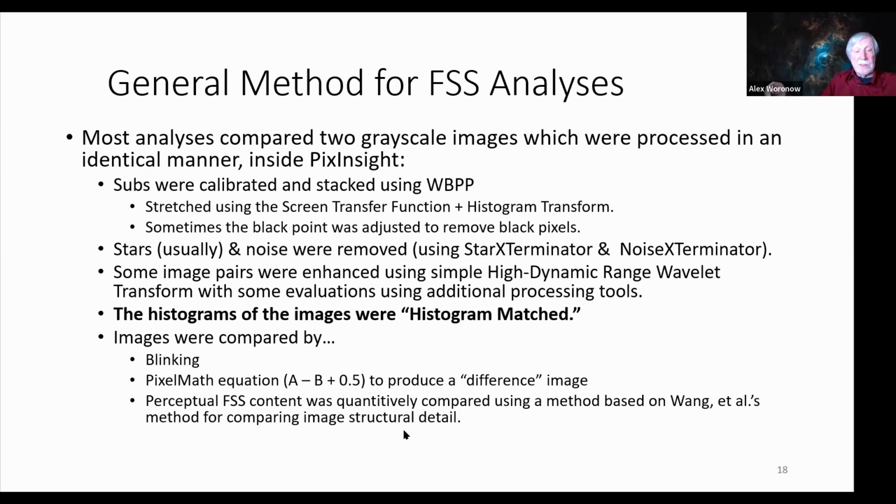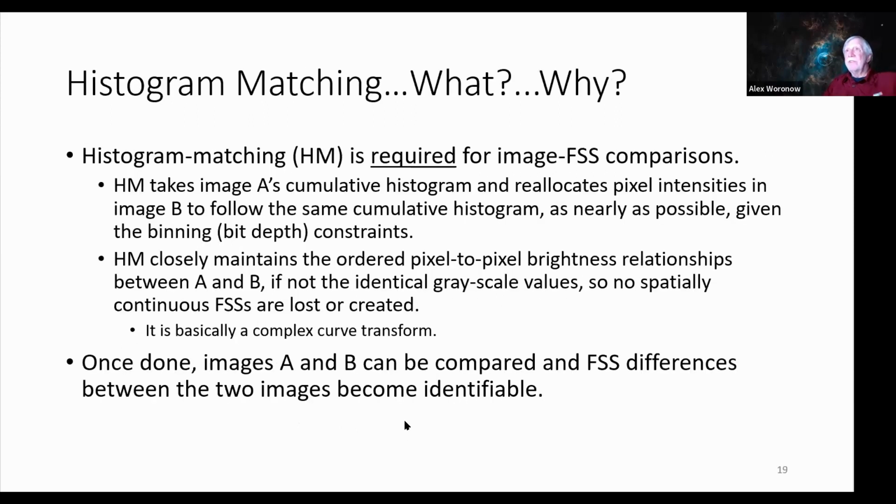Okay. So first of all, what is histogram matching? It matches the histograms of the two images you want to compare so that their features are in the same place, and that will make them as close as possible to the same values. Where it's not possible is where the images are different. It's not possible to make the histograms the same. It's basically a complex curve transform. Once it's done, A and B can be compared by whatever method you choose to do.